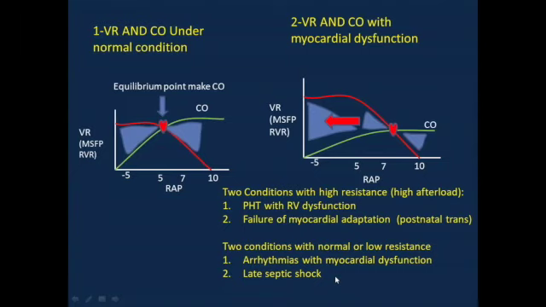Usually in early septic shock, the resistance will drop without significant impact on the myocardial performance. But once you have significant acidosis and worsening of the septic shock, at the end you may also have myocardial dysfunction. So again, you have two conditions with high resistance and high afterload, and another two conditions with low resistance.